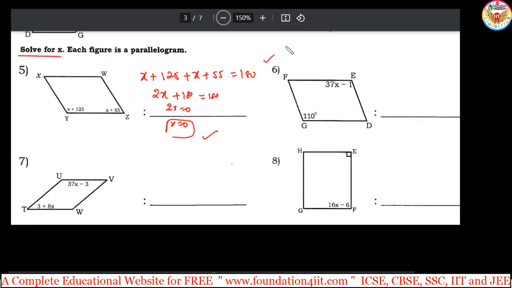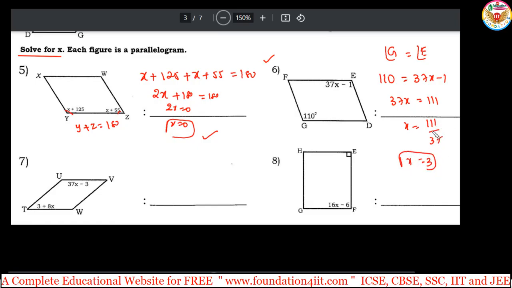And question number 6, if you observe the parallelogram, opposite sides are equal. Here angle y plus angle z is equal to 180 because adjacent angles sum to 180, and opposite angles are equal. So angle G is exactly equal to angle E. That means 110 equals 37x minus 1. So 37x is equal to 110 plus 1, 111. Then x is 111 divided by 37. 37 times 3 is 111. So 111 by 37 is 3. x is equal to 3.